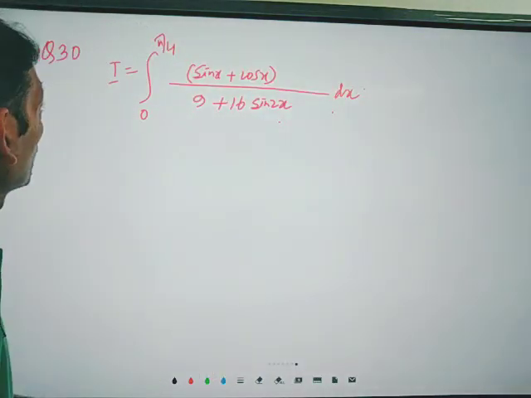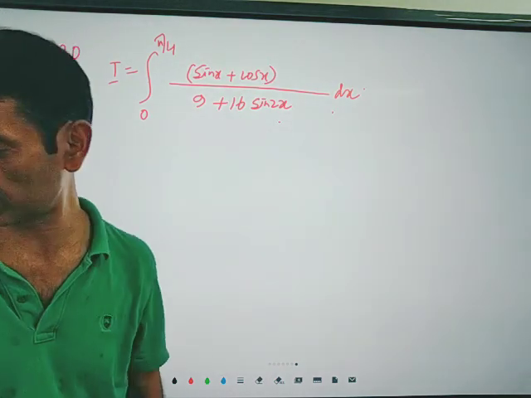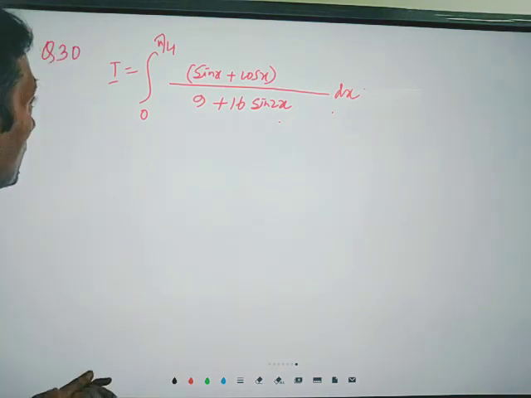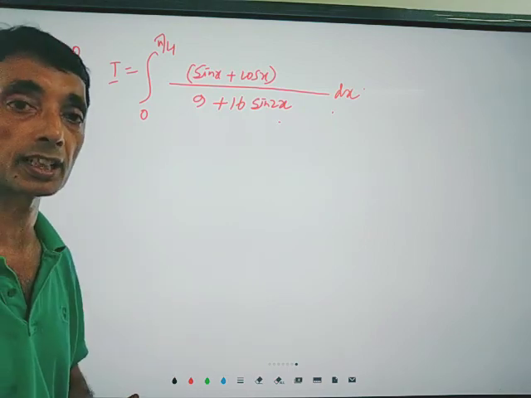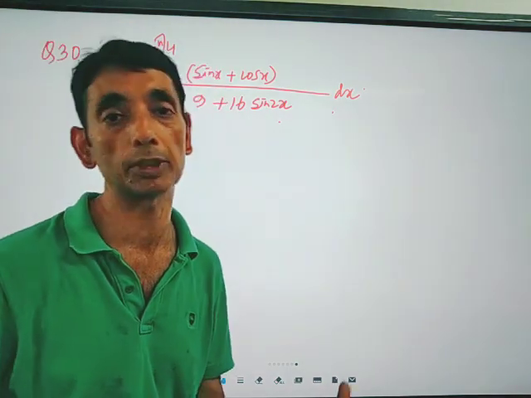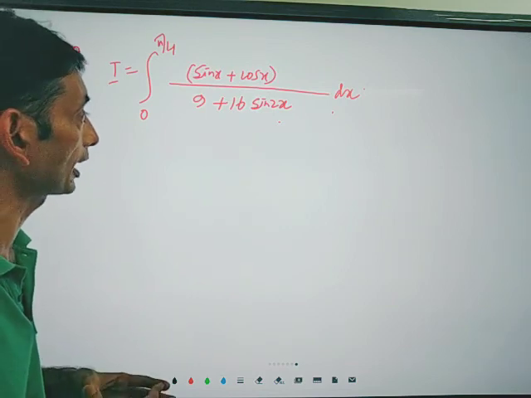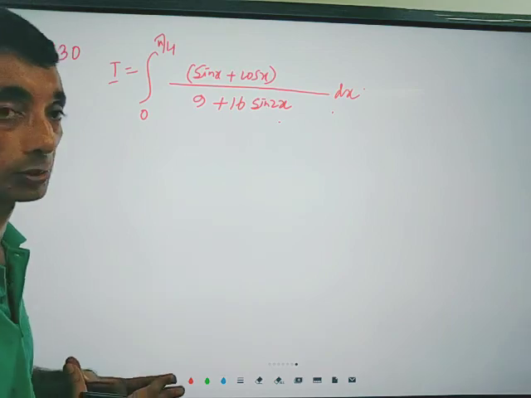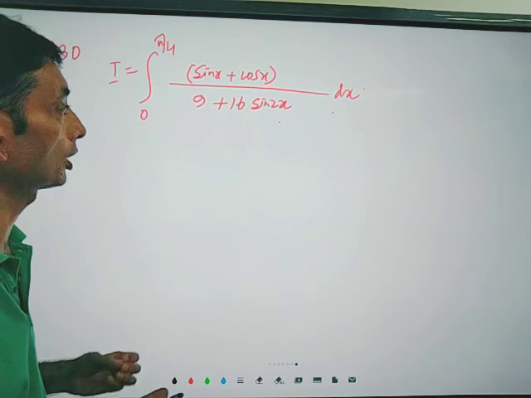So let's discuss another very important, quite interesting question, which is going to be solved now. That is 0 to pi, which is question number 30. And sometimes these questions are asked for 4 or sometimes 6 marks. 0 to pi by 4, sin x plus cos x by 9 plus 16 sin 2x dx. Now how to solve these questions? Remember this is 0 to pi by 4. How to solve these questions?